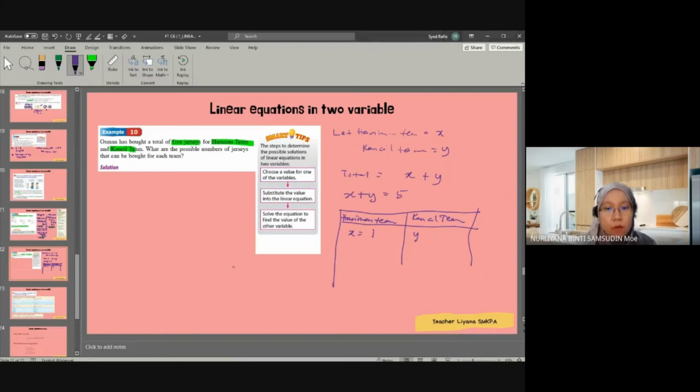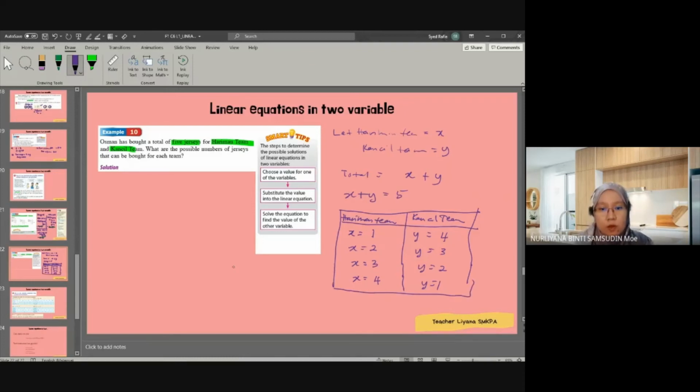So if we have 1 Harimau team jersey, meaning we have another 4 Kancil team jersey. Now, if we have 2 Harimau team jersey, meaning we have 3 Kancil team jersey. This is easy because the total is only 5. So if we have 3 Harimau team jersey, meaning we have 2 Kancil team jersey. And if we have 4 Harimau team jersey, meaning we have 1 Kancil team jersey.